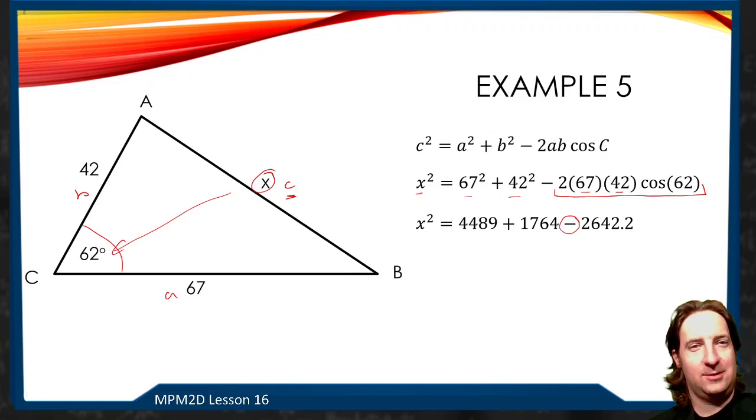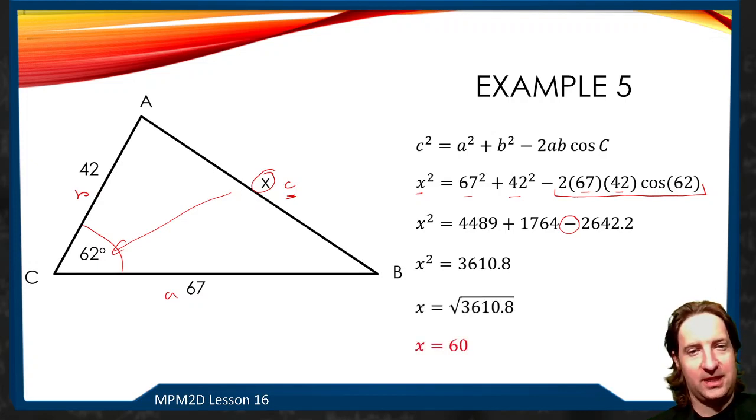Even if you know how to use cosine law, you can still easily make some mistakes in the evaluation. All right, so we got three things to add or subtract. So that works out to 3,610.8. But that's the side length x squared. So we take the square root of both sides and we get 60. Okay, so this side here is 60.